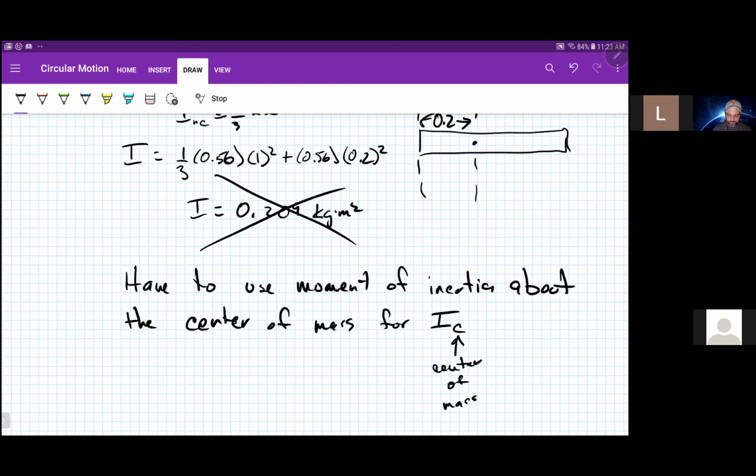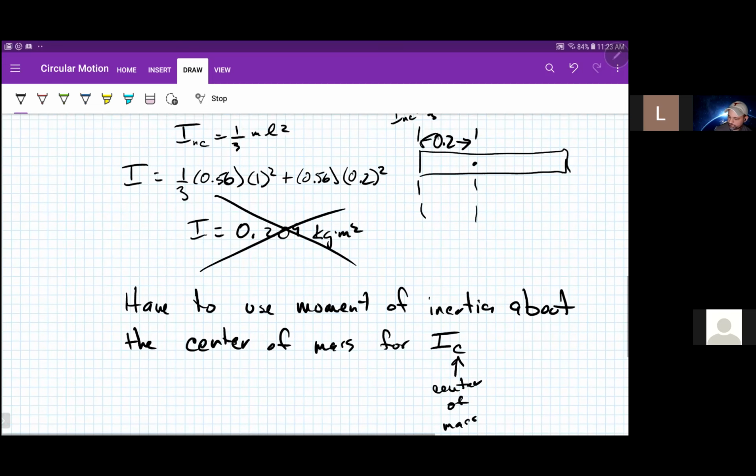So the 0.3 that we used is just the distance from the center to the 20 centimeter mark. Yes. Okay. Yep.